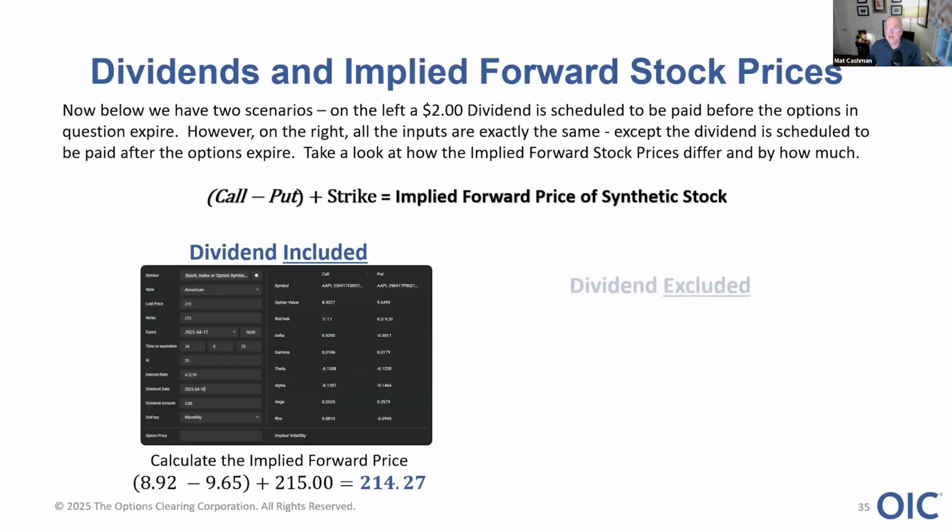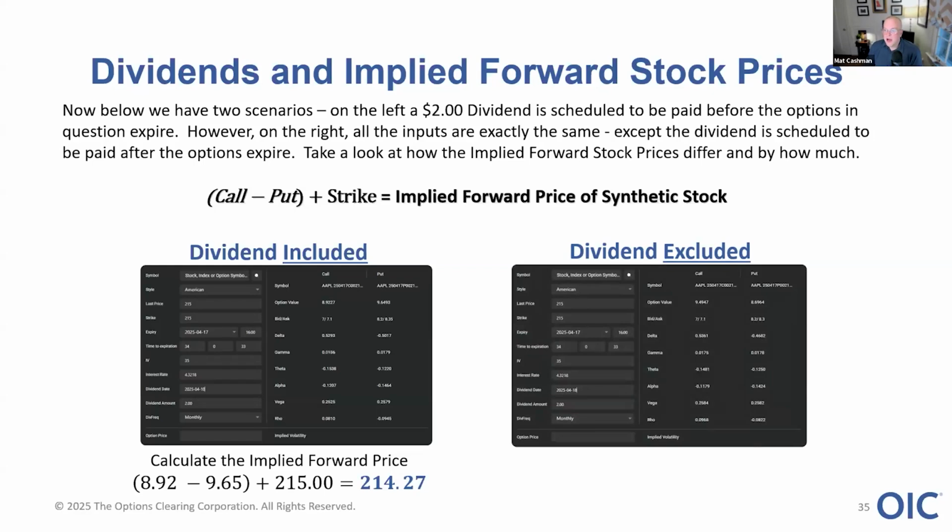Now we're going to do a little magic and show you how to exclude the dividend. You just say the actual options are going to expire before the dividend is paid. So in this case, you have a $2 dividend, but it's not included in the options. It's actually going to be paid after. And when you calculate the forward price here, you show a significant difference because the actual dividend is not included in the forward price.